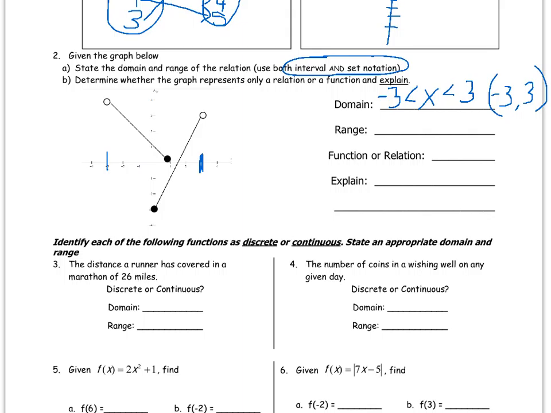Okay, so these are 2 different ways of showing our domain. So we've got our inequality notation, where we have less than signs because of the open circle. In interval notation, we'll use parentheses because of the open circles.